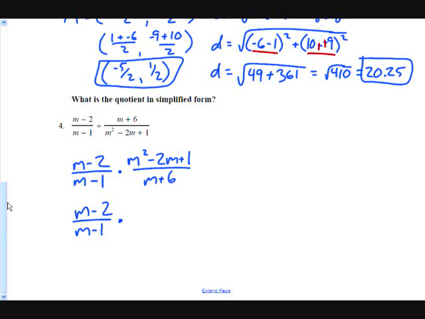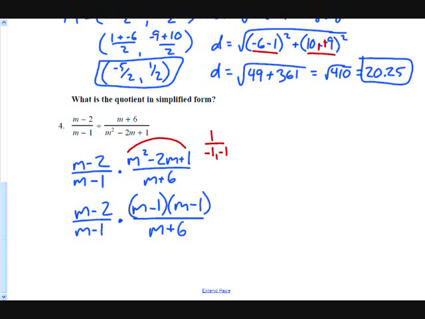But now this numerator, the m squared minus 2m plus 1, I can factor that. So I'm going to build a bridge that gives me a positive 1. Two numbers that multiply together to give me a positive 1, but add together to give me a negative 2. Going to be a negative 1 and a negative 1. So this is going to factor into an m minus 1 times m minus 1.